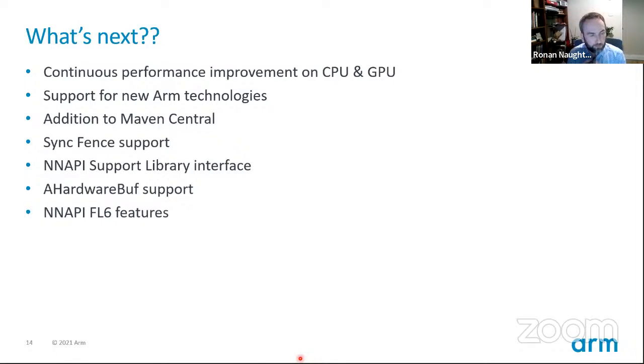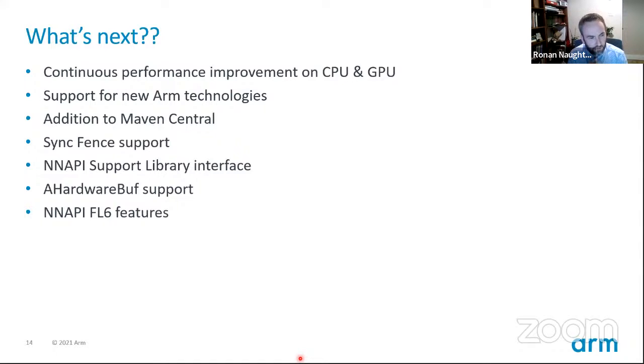So to further ease the burden for Android developers, we're going to add sync fence support, and we're going to add support for the support library interface. This is kind of the next step forward in terms of NNAPI, and we'll be supporting that with our partners in Google. Hardware buffer support, we're going to add that as well. And feature level 6 is just around the corner, and we're going to add new features and operators associated with that feature level for NNAPI.